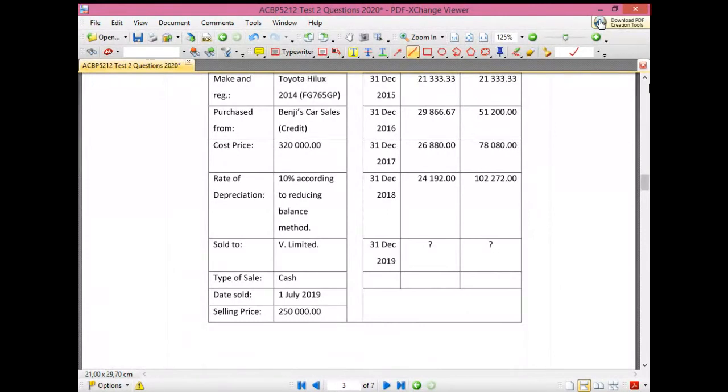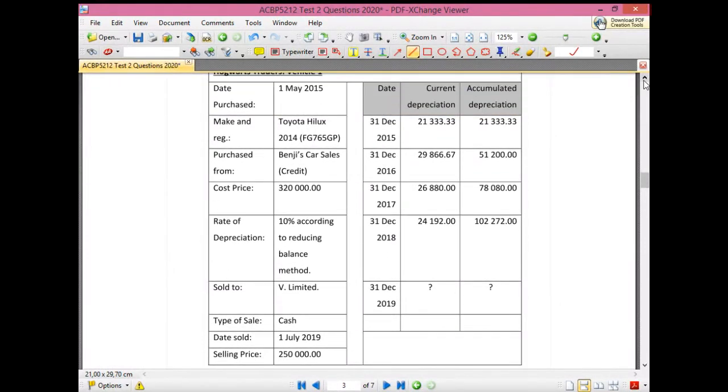Now, if we look at the first car, it was bought 1st of May 2015 for a value of 320,000. We apply the 10% reducing balance method, which means we work it out on the carrying amount, the depreciation, and the carrying amount is calculated as your cost less accumulated depreciation. Okay, so that's how we get to the carrying amount. So we apply that 10%.